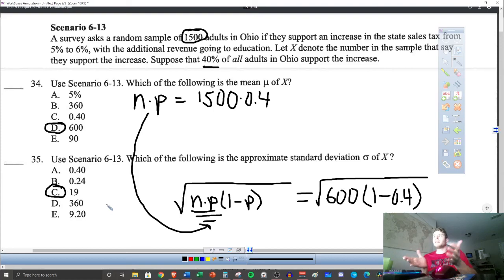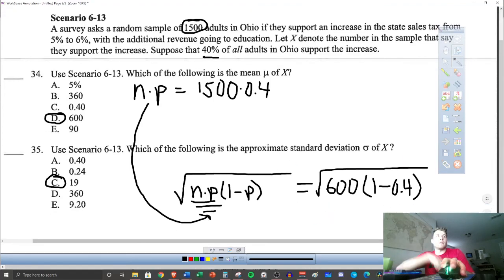That should make sense. The mean is 600. You should be able to deviate by a larger number. Okay. All right. So that's going to be it, folks.